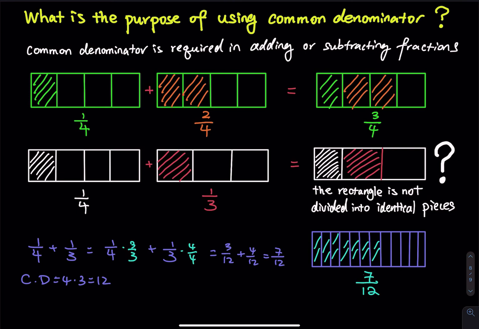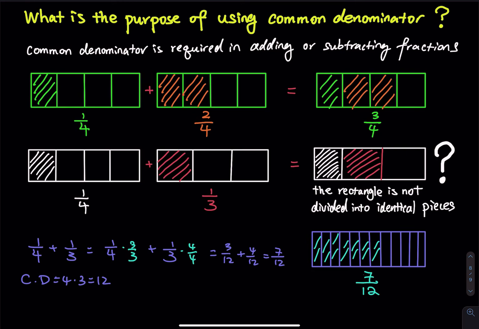That is not right. If you look at the rectangle on the right, first you have a white piece and you have a red piece. They are not the same, right? Because the rectangle is not broken into identical pieces, there is no way to determine the answer. So now we have to think about a common denominator.